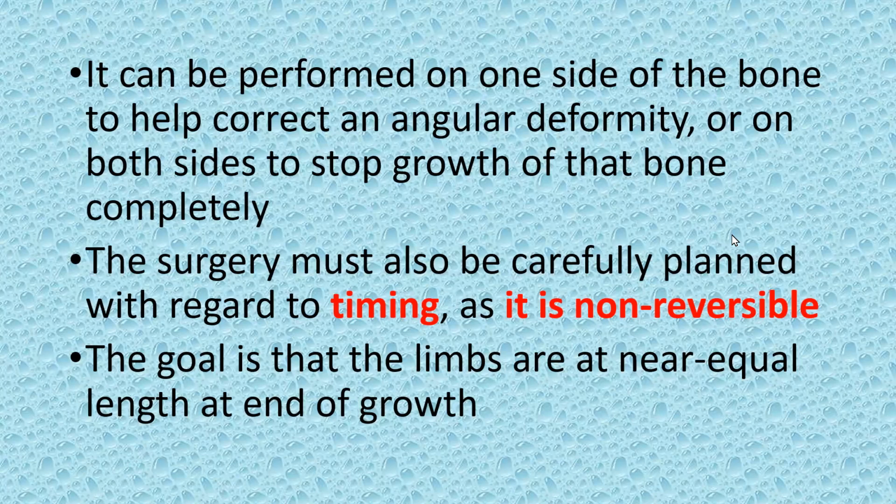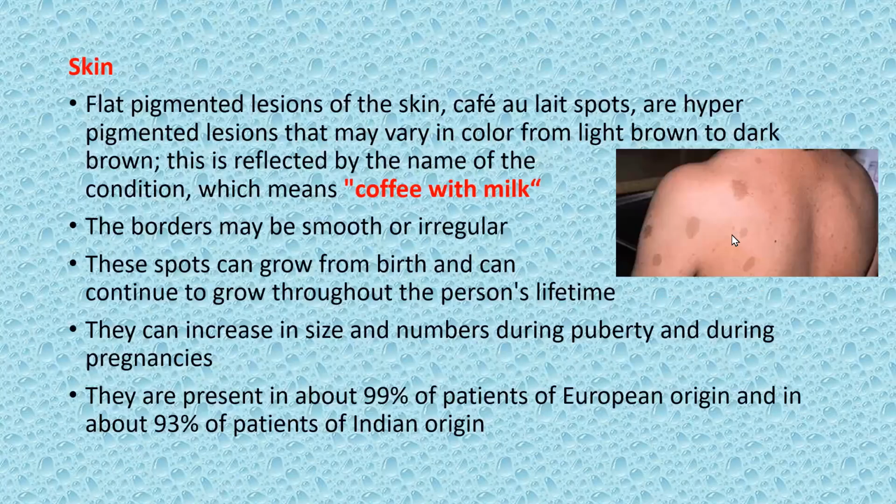The skin: flat pigment lesions of the skin, cafe au lait spots, are hyperpigmented lesions that may vary in color from light brown to dark brown. This is reflected by the name of the condition, which means coffee with milk. The borders may be smooth or irregular. These spots can grow from birth and can continue to grow throughout the person's lifetime. They can increase in size and numbers during puberty and during pregnancies. They are present in both 99% of European origin and in about 93% of Indian origin.